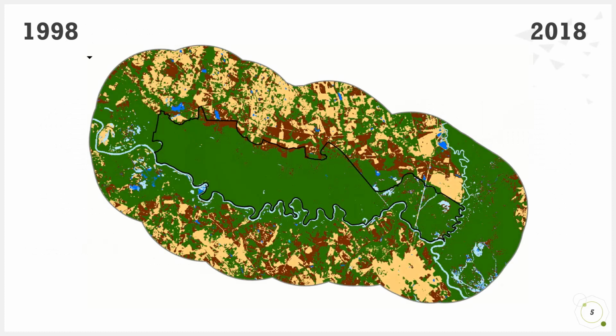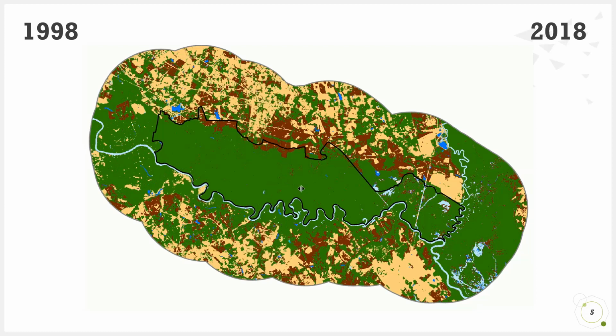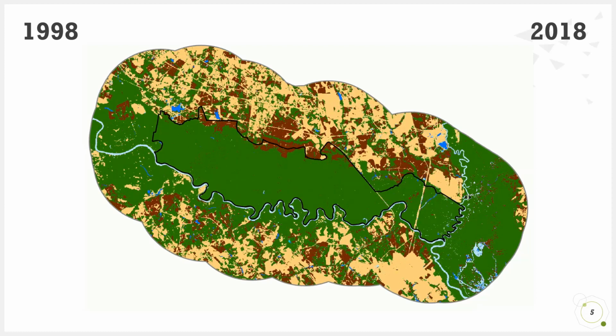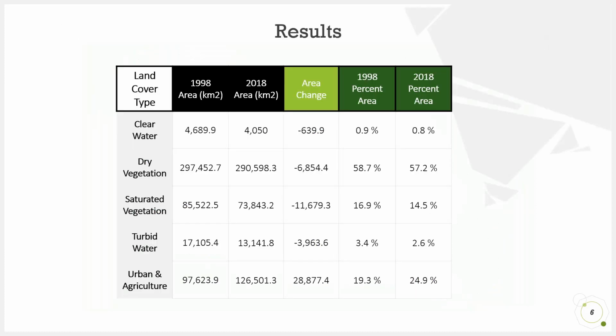Here's a visualization of the change in land cover from 1998 to 2018. Just by looking at these classified images, we can tell that there has been some change over the 20-year period. The results also confirm that there has been some change.